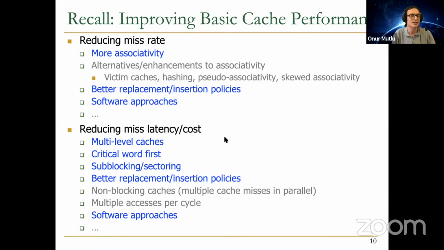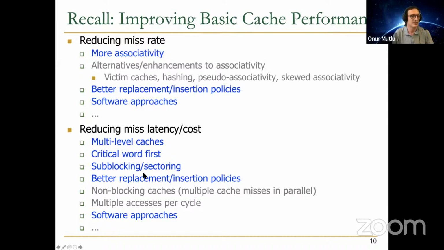And just to jog your memory, we talked about many different methods to reduce miss rate and reduce miss latency and cost that were not prefetching. And hopefully you remember, we talked about more associativity, for example, better replacement and insertion policies, software approaches like loop tiling, blocking of loops or blocking of data so that your working set fits into your caches, as we discussed, or loop interchange, if you remember, such that your access patterns are more cache friendly. So we talked about a lot of approaches last time. We also certainly talked about multi-level caches, critical word first, sub-blocking, sectoring, etc.